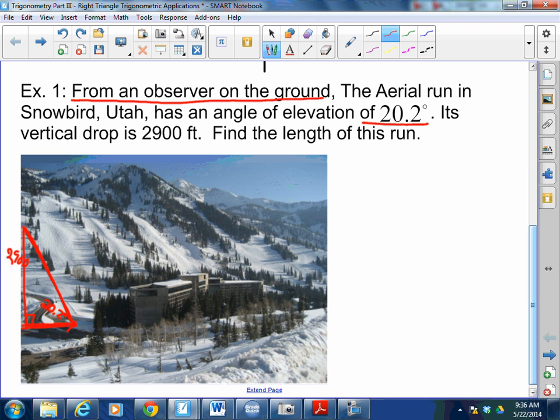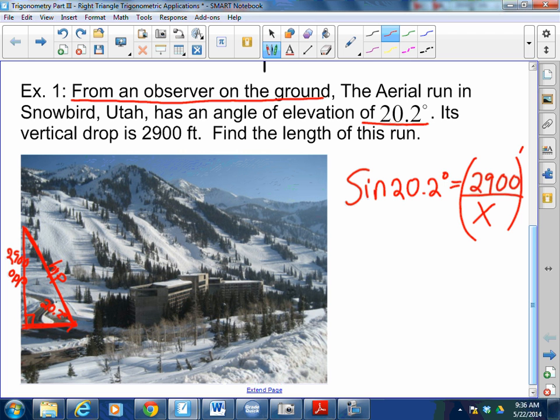So from my 20.2, what is the side that has 2,900? That's my opposite. Very good. And the run itself would be the hypotenuse. Okay, guys, you're done. Who uses opposite and hypotenuse, gentlemen? So the sine of 20.2 degrees equals opposite over hypotenuse, x. That's my run. Multiply x to both sides.